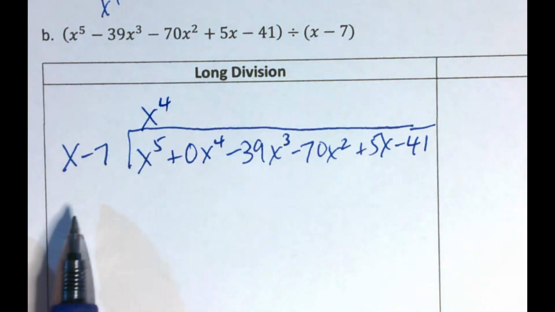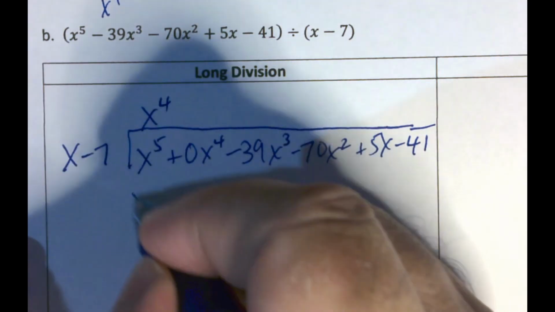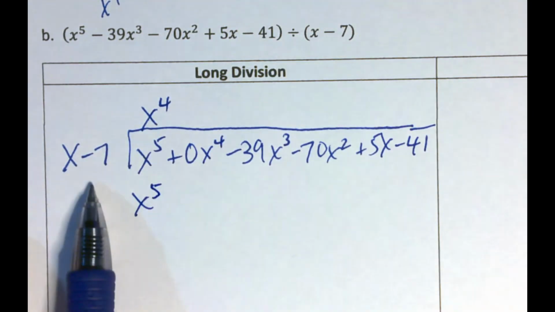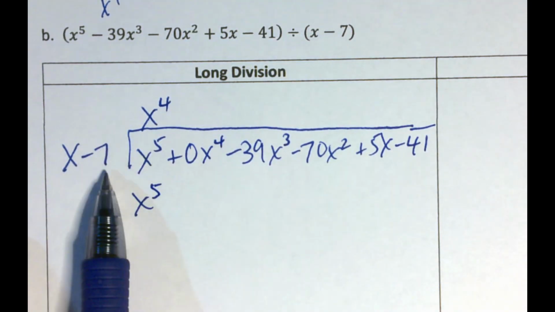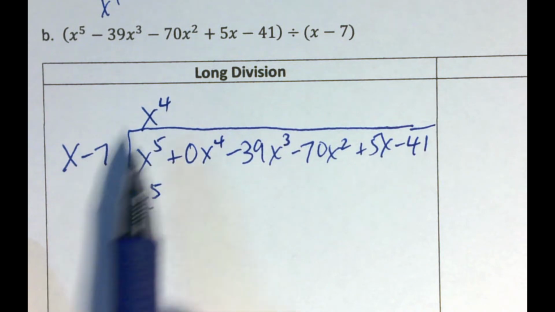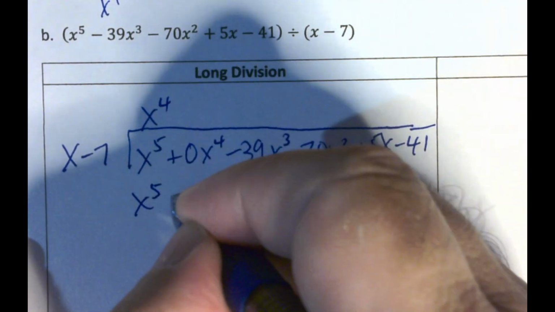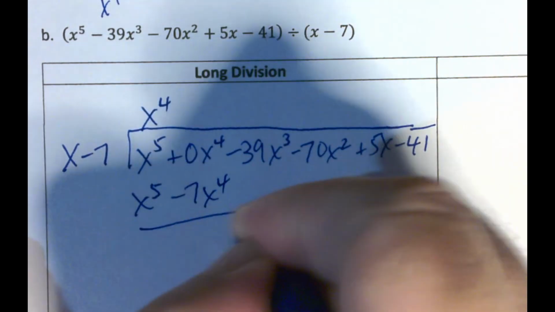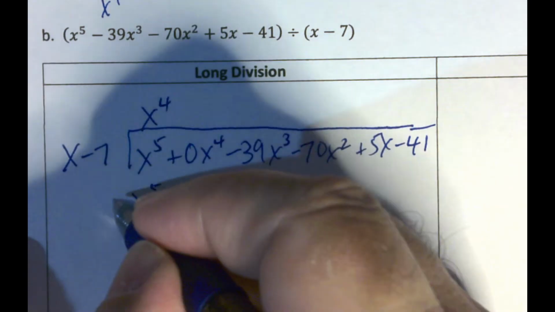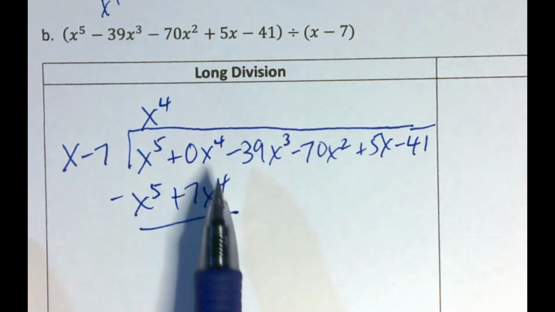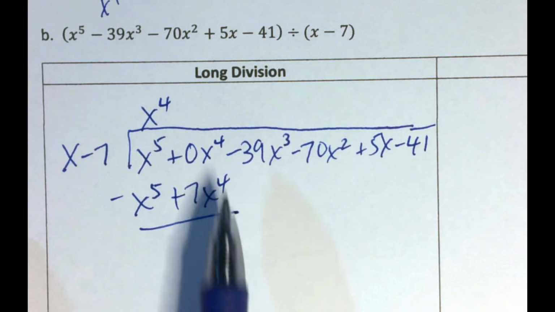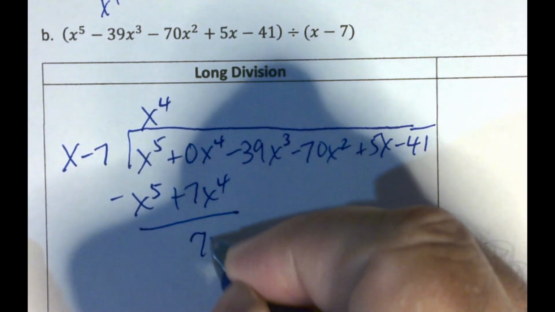So when I do x times x to the fourth, I get x to the fifth. And I do negative 7, so don't forget the second term gets multiplied too. So negative 7 times x to the fourth is negative 7x to the fourth. Now I change the signs, so that's going to be negative and positive. So 0 plus 7 makes 7, so 7x to the fourth.